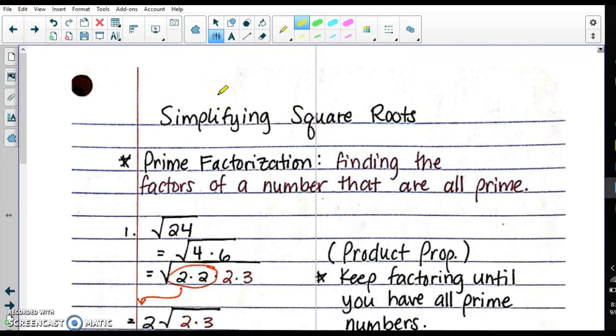Next, one method of simplifying square roots is called prime factorization. Some of you may remember this from Math 1 or middle school. If you do, then you can use this method if you like, and help your classmates if they would also like to use this method. Prime factorization is basically finding the factors of a number that are all prime. So you just keep breaking down that number until you have all prime numbers left. And a prime number is a number that's only divisible by itself and 1.